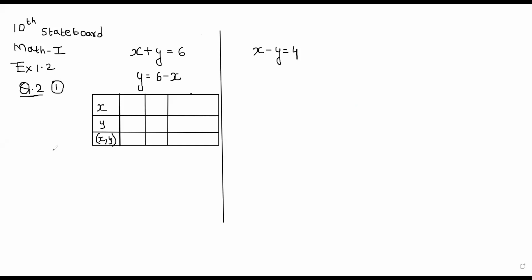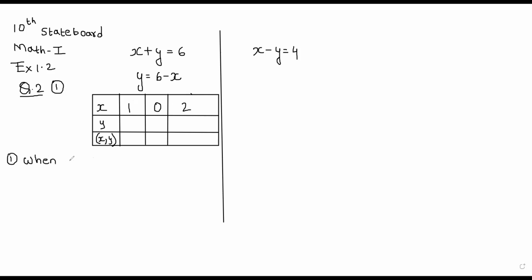So here we are going to assume 3 coordinates. You can take any value for x, any value. Go for the smaller value. Don't go for the bigger value because we have to plot those points on the graph paper. So here I'm going for 1, 0, and 2. We can go for any smaller values. Now we will be substituting these values one by one to get the value of y.